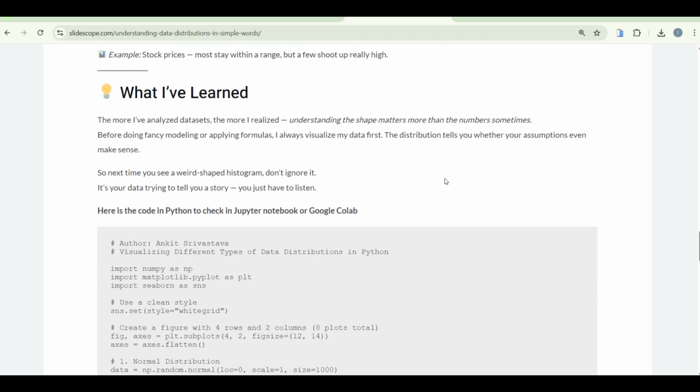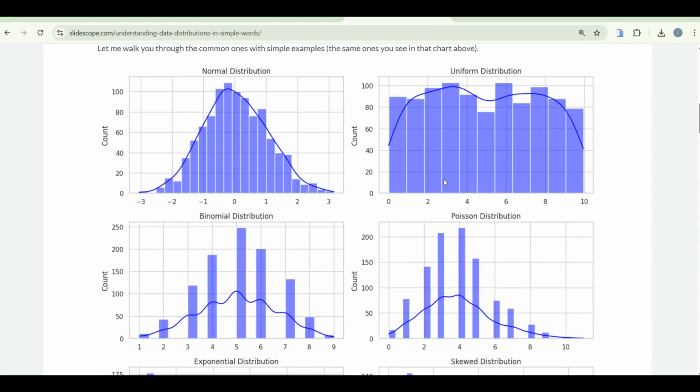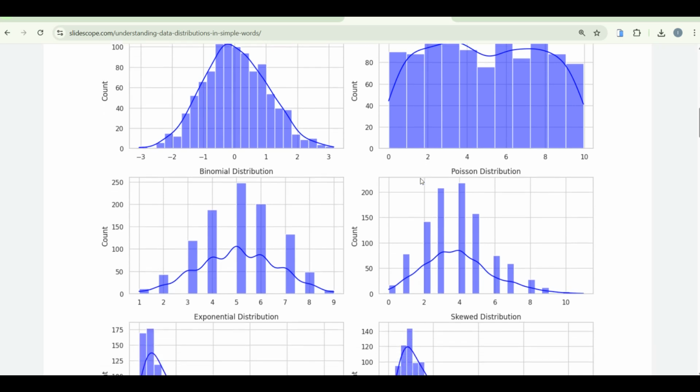So now next time when you will see this type of curves, you will be able to understand data, and you will be able to at least understand what type of distribution is it called. Sometimes in interviews also they will ask you these kind of questions. So next time try that.